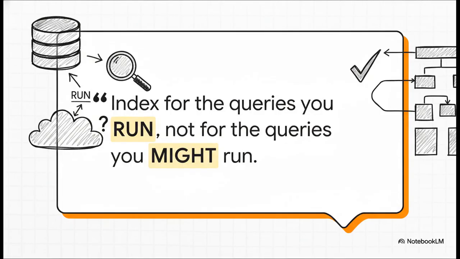So this all leads to the professional rule of thumb. You should index for the queries you actually run all the time, not for the queries you might run someday. Be strategic, look at your slow query logs, see which queries are actually causing pain in production, and build smart indexes to solve those specific problems.